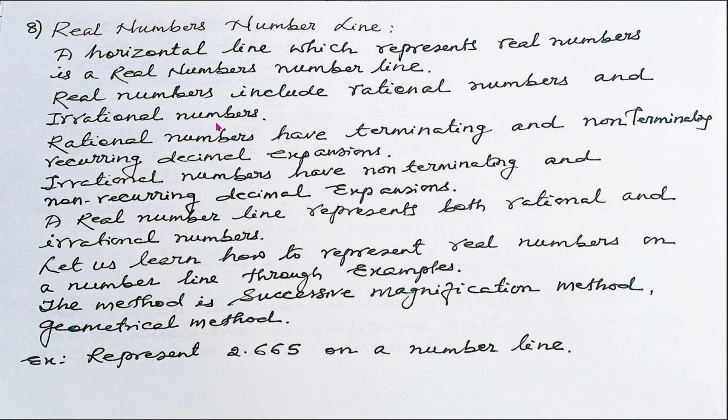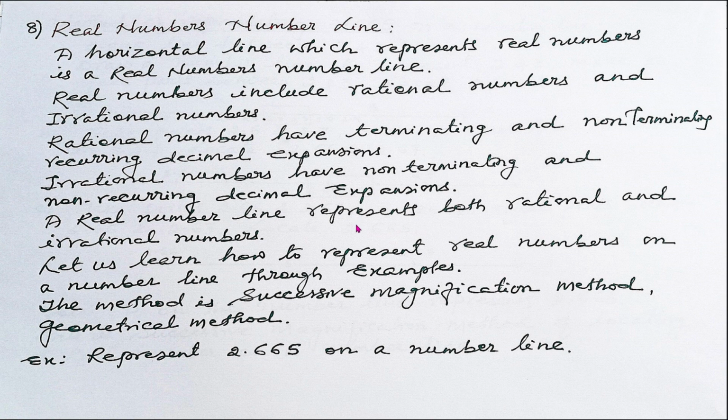Now in this part we will be learning about the real numbers number line. A horizontal line which represents real numbers is a real numbers number line. Real numbers include both rational numbers and irrational numbers. Rational numbers have terminating and non-terminating recurring decimal expansions. Irrational numbers have non-terminating and non-recurring decimal expansions. A real number line represents both the rational numbers and irrational numbers.